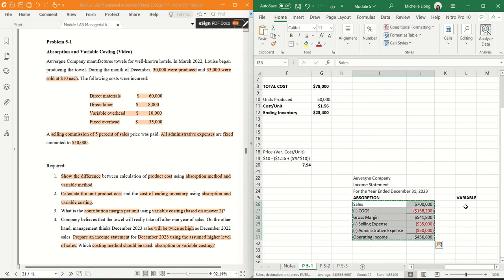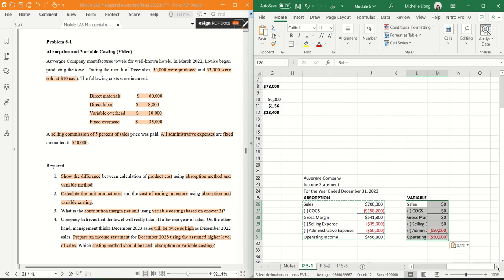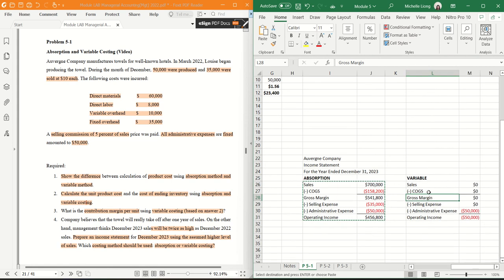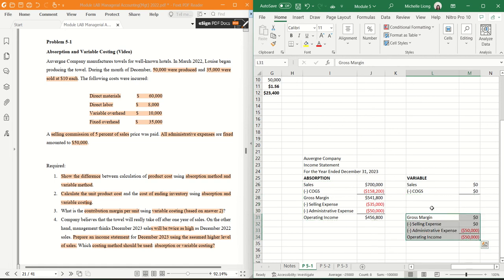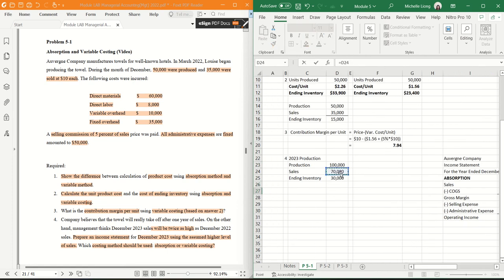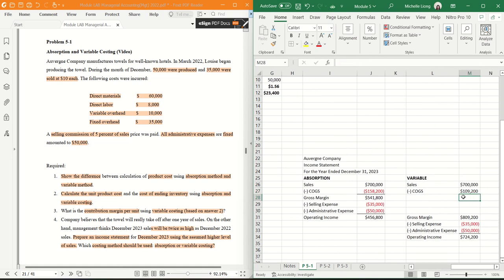For variable costing, I just copy paste this one, okay, but we have some additional because of course it's different. So the first one is you need to find the variable in everything. So let's just move it here. So in first one, you have COGS, but your sales and COGS is still the same. Sorry, the COGS is different. It's 70,000 times with your cost. So the cost is different.